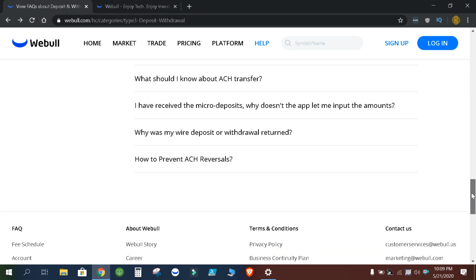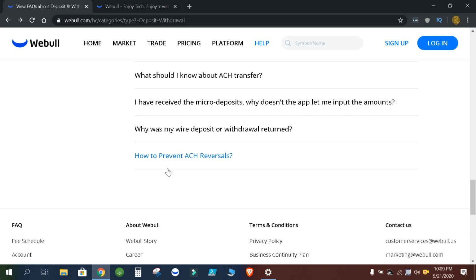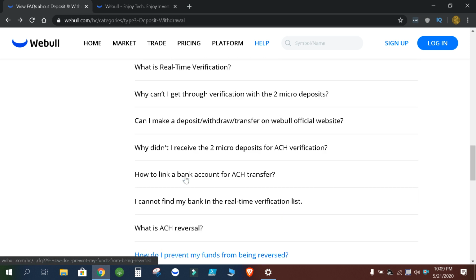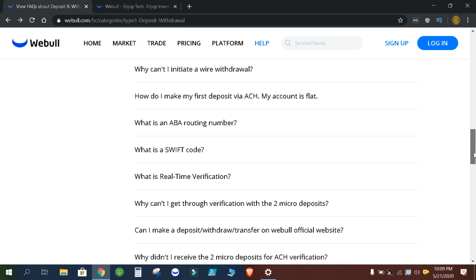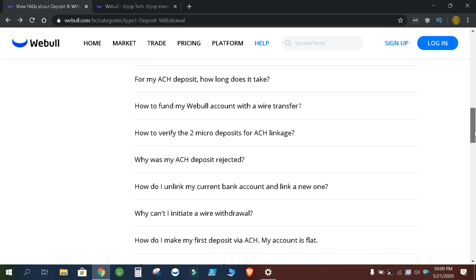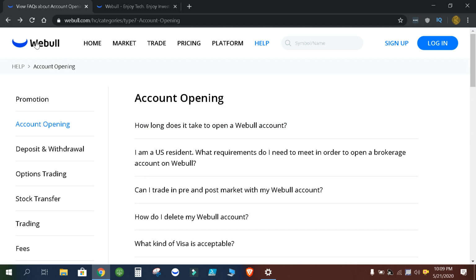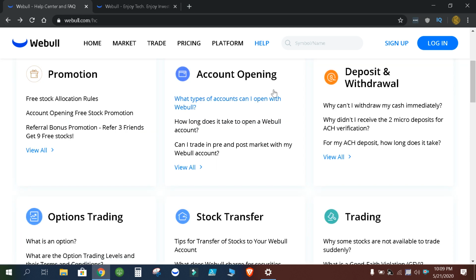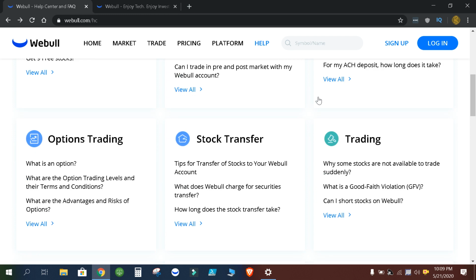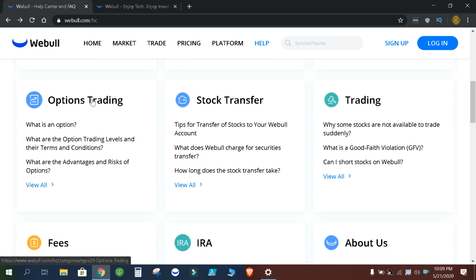Let's see here. Yeah, that's pretty much that. I mean, the reversals, wire transfers is what most of this is about. The micro deposits, so that kind of covers that already. Okay, so all right, so we've hit the account opening, we've hit the deposit and withdrawals, options trading.